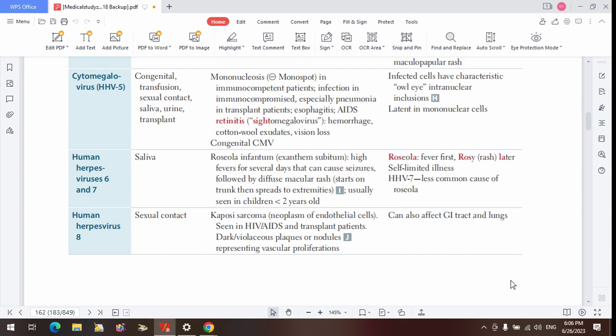How can you distinguish the rash of HHV 6 and 7, the Roseola infantum, from measles? Most of the time, the way they will tell you is the presentation. Measles will start from the head, unlike your Roseola that will start from the trunk and go to the extremity. Although both of them are centrifugal, measles starts from the head. It doesn't start from the trunk. It starts from the head and moves downward.